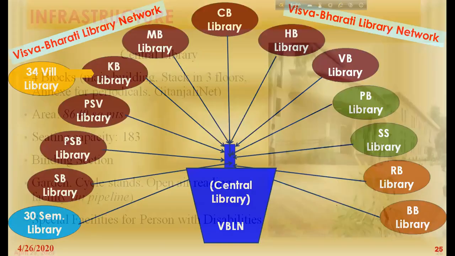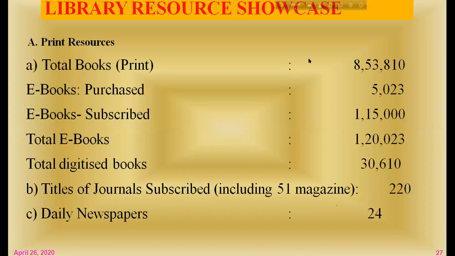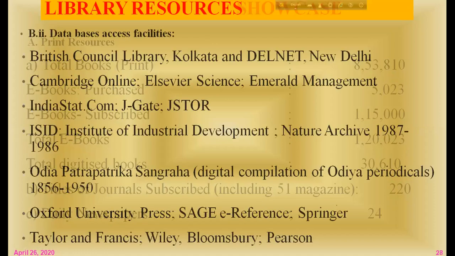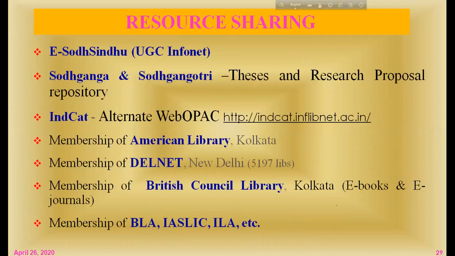And this is our basic infrastructure: its area, seating capacity, binding, and other things. Then you see, this is our resource showcase. We have more than 8.53 lakh print books, e-books subscribed, digitized books, journals subscribed, and 24 daily newspapers. Many universities might have more than our collection, but this is our collection. Like any other university, we have several database access facilities: sometimes a bibliographic database, sometimes an abstract database, sometimes a full-text database. We have consortia-based resource sharing, like INFLIBNET, Sindhu, and others. We have interlibrary relationships and institutional membership with American Library, DELNET, British Council Library, BLA, YASLIC, ILA, and other things.